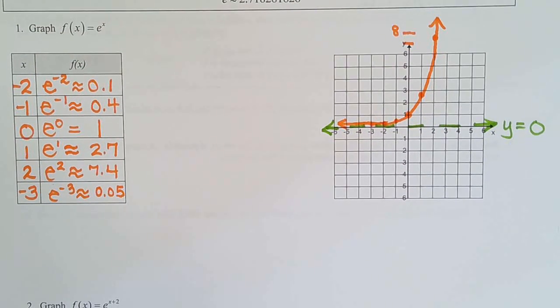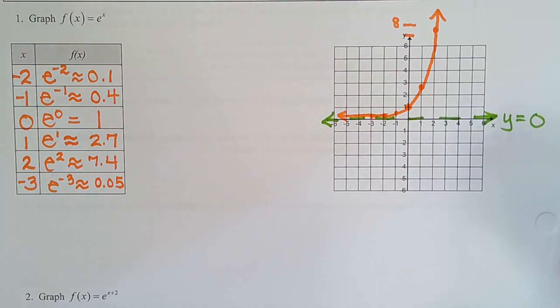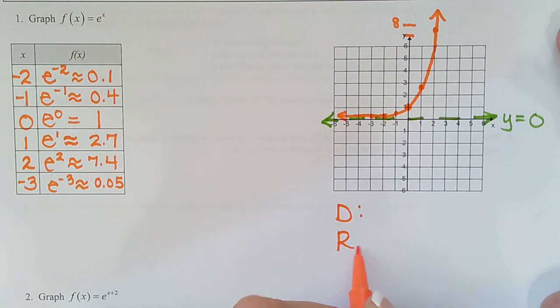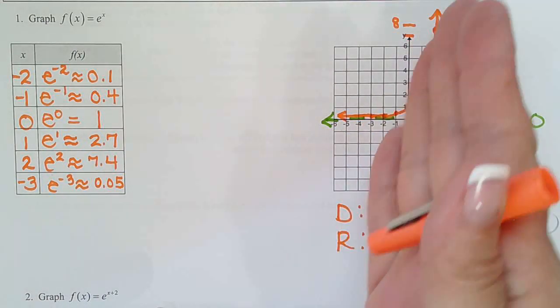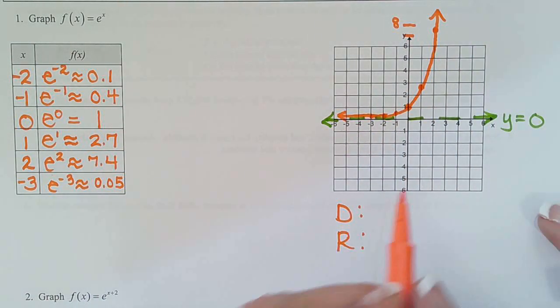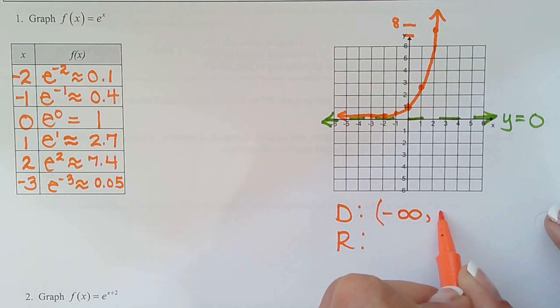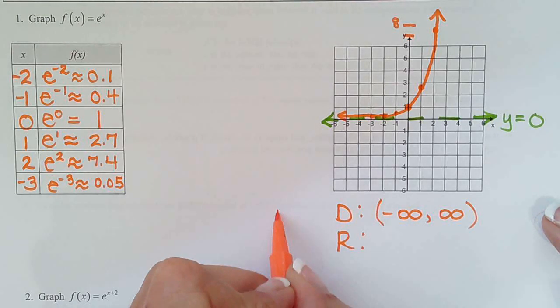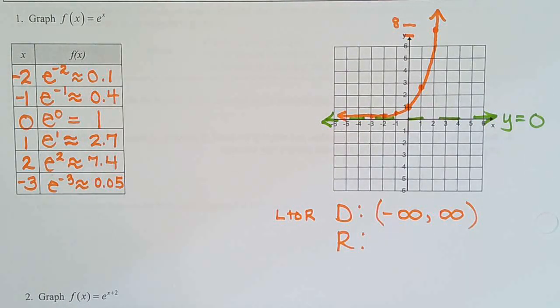So on the final and on the test, I ask you for domain and range. So let's go ahead and do those for these two problems. So domain, left forever, and here's an arrow showing it goes right forever. So like every other exponential function, the domain is -infinity to +infinity. Remember, it's left to right. The range is bottom to top.